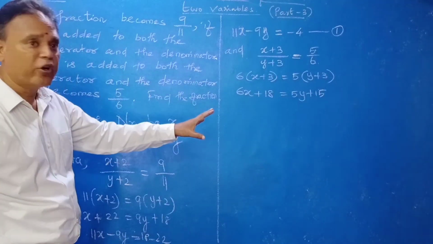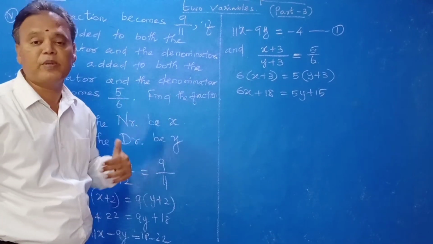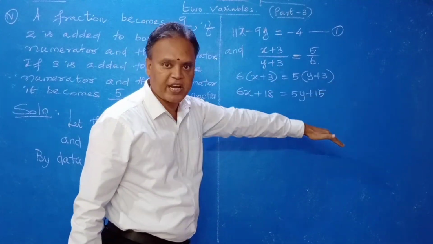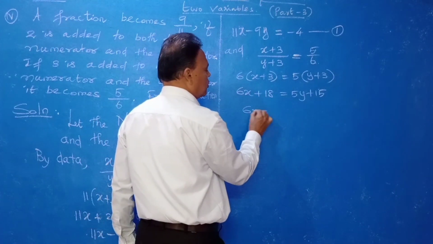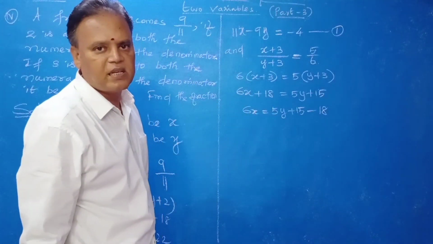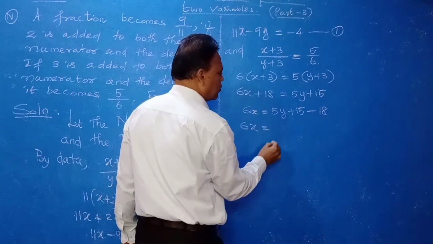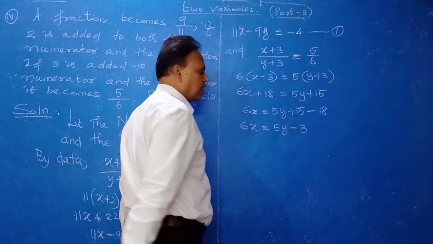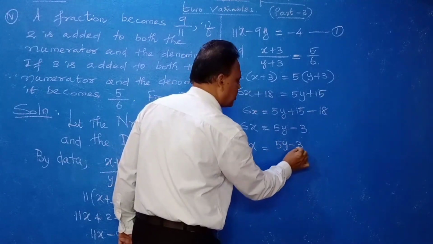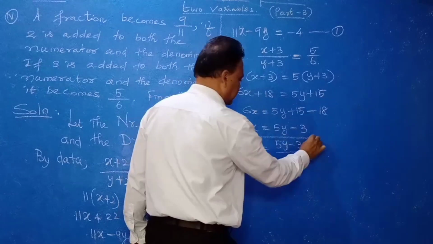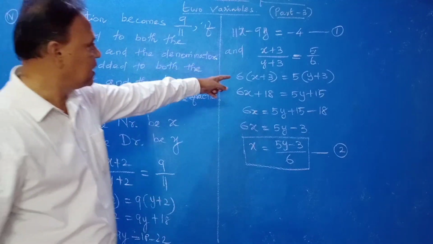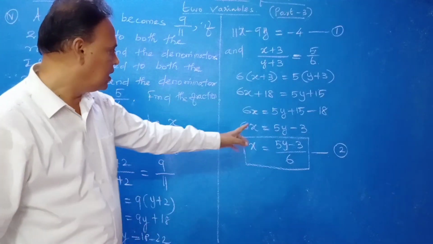Now from this, what I am going to do is find out x, because the substitution method you are going to apply. So keep x here as it is, and bring this plus 18 to the other side. That means 6x is equal to 5y plus 15 minus 18. So 6x is equal to 5y minus 3. Therefore x is equal to 5y minus 3 by 6. This 6 you divide on this side, and you will get x. From this equation I found x.